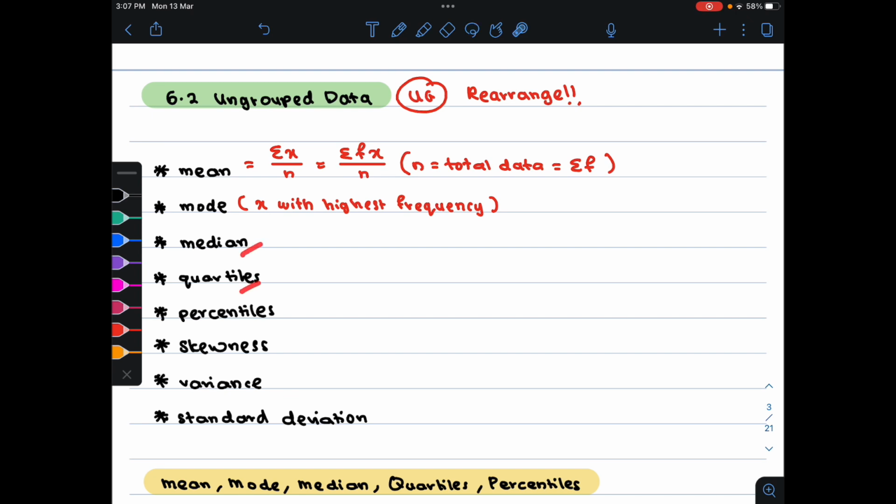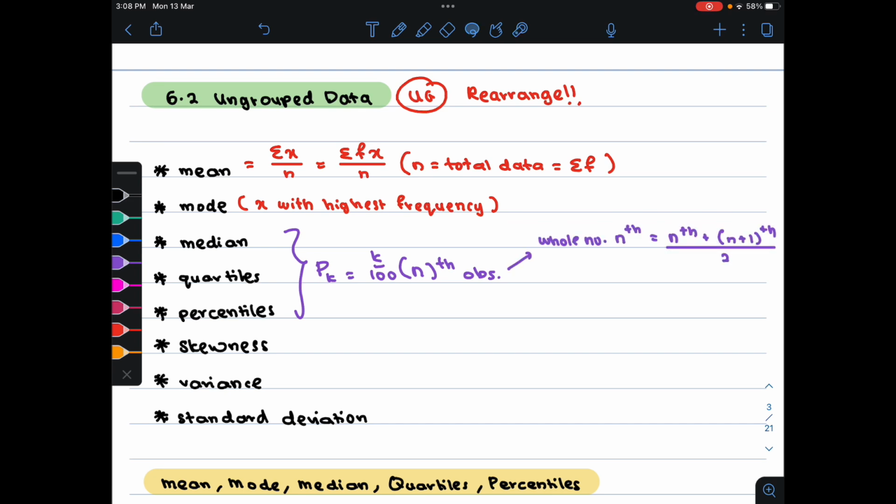For median, quartiles, and percentile, all these three will use the same formula, which is this one. So you're gonna write down Pk equal to k over 100 times your total data, and we want to find the position of that data. So here is observation. So Pk means k over 100 times n's observation. If you do this formula and you get a whole number, you need to do the next step where you need to get the mean of that data and the next data.